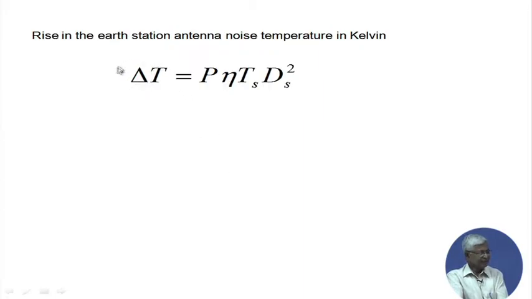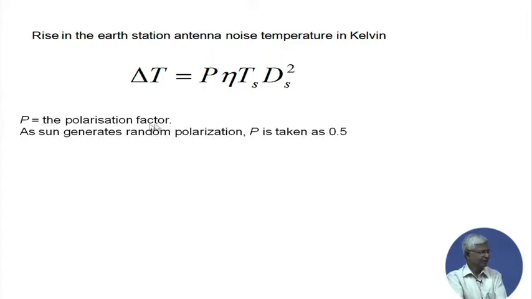And the temperature is expressed in a formula like this, that is delta T is equal to P, eta, Ts and ds square. Each is explained like this: P is a polarization factor. This is a new terminology, polarization. Those who are familiar with RF will know what polarization is. It is the electric field vector, and since the noise is generated randomly and the antenna is pointing to one particular electric field vector, it may not be aligned with the noise which is coming, so a 0.5 value is taken.